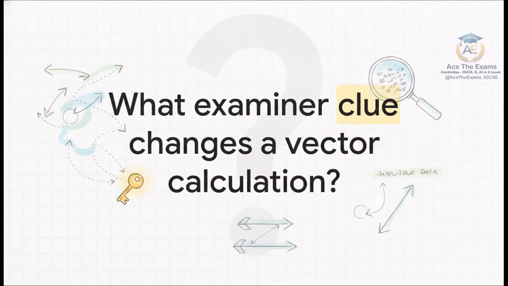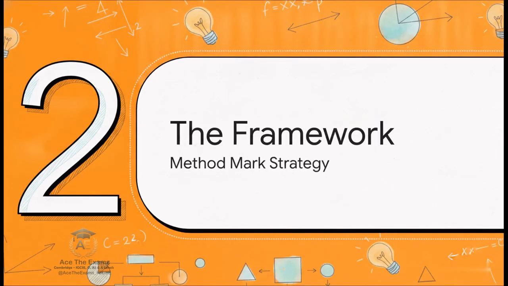Now, you might be wondering, what is the single examiner clue that changes a vector calculation completely? Well, in just a moment, I'm going to reveal that vital clue. But first, you need the analytical framework that makes that clue super obvious, because without it, you'll literally read right past the crucial data the examiner has hidden in the text. Which brings us to Section 2, the framework, specifically our method mark strategy.